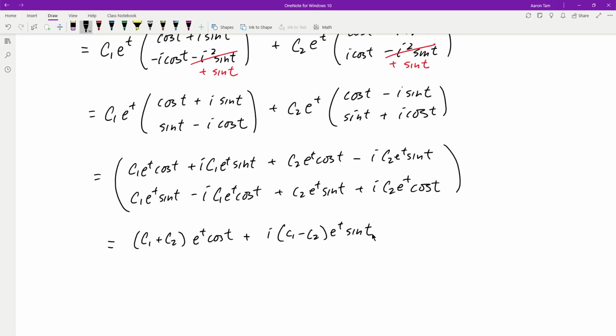For the bottom, if I look at the real components, well, actually, I'm going to line up the e to the t cosine t instead. So if I look at the bottom, I would have negative i C1 plus i C2 in parentheses, e to the t cosine t, plus C1 plus C2 e to the t sine t.